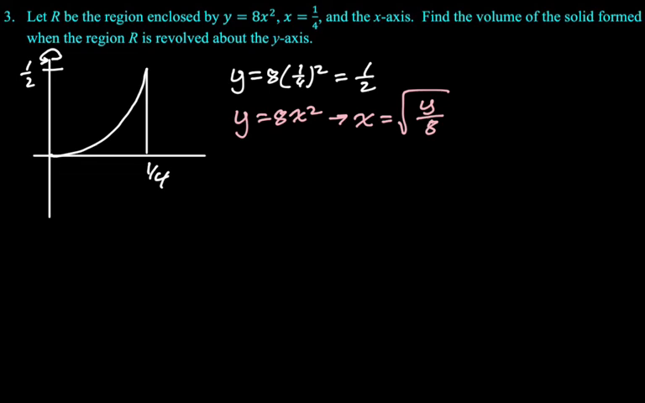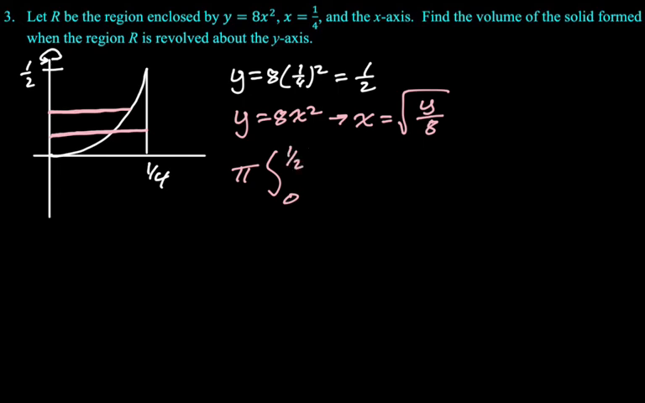All right, so we're going to have pi because we are rotating, and we're going to have these two radii, right? So your bigger radius goes from the axis all the way out to the edge of the region. That's just 1/4. So we'll have pi. We are going from y equals 0, right? So you're going from bottom to top. y equals 0 to y equals 1/2.